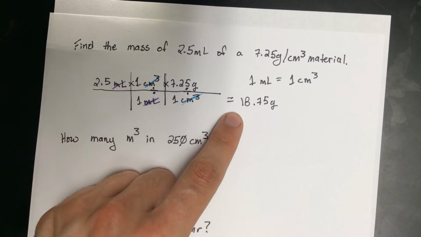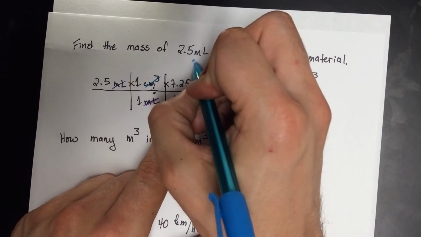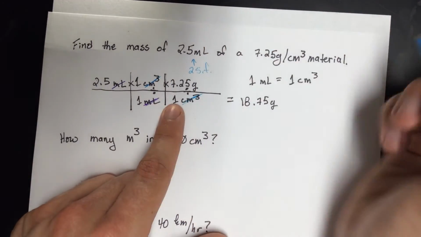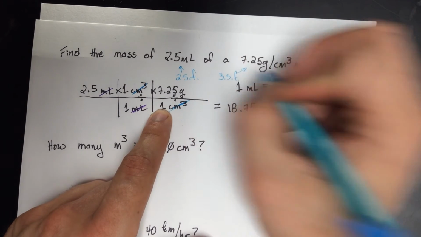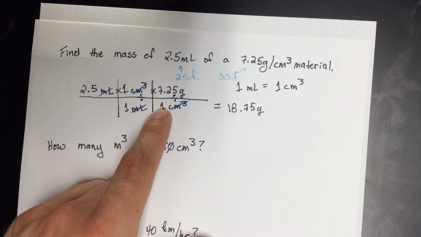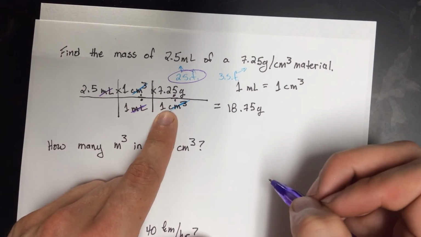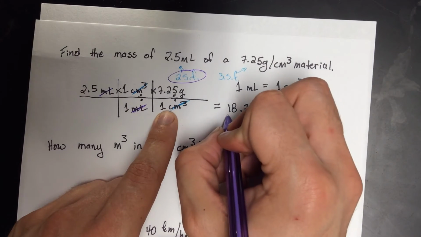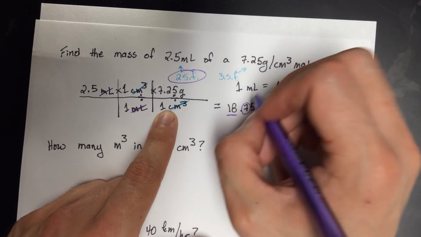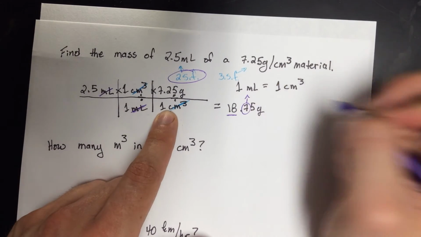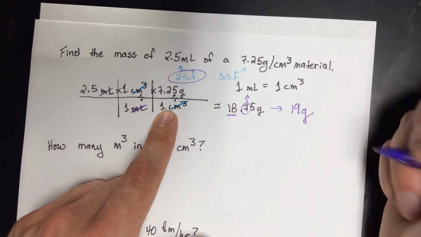Now that I have my calculator answer, I can go back and look at my significant figures. 2.5, of course, has 2 sig figs, whereas 7.25 has 3 sig figs. Since I'm supposed to maintain the smallest number of sig figs in my multiplication and division problems, I'm going to need to round my answer to have 2 sig figs. So I'll have the 1 and the 8, and then I can look at the 7 and decide which way to round. Because 7 is greater than 5, I'm going to round up, and I will report my final answer as 19 grams.